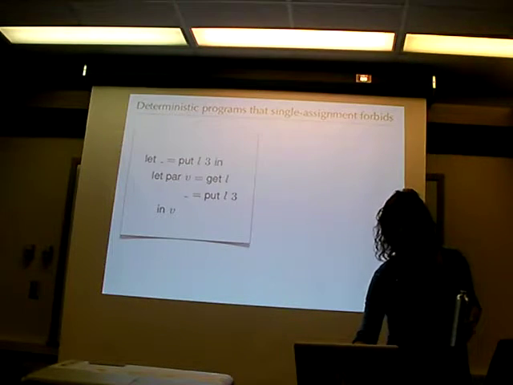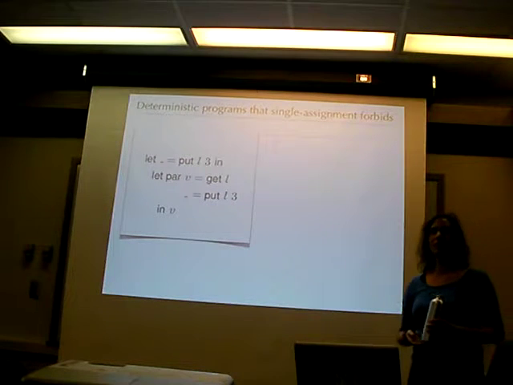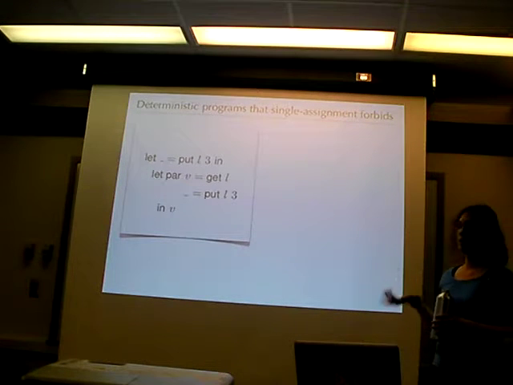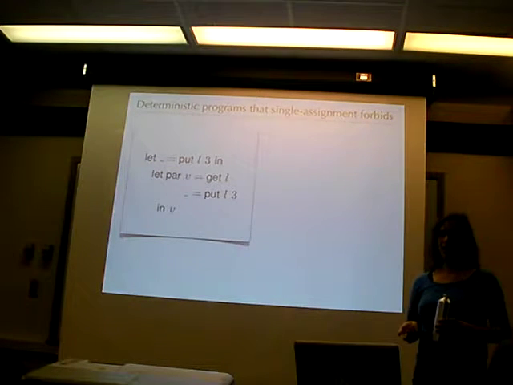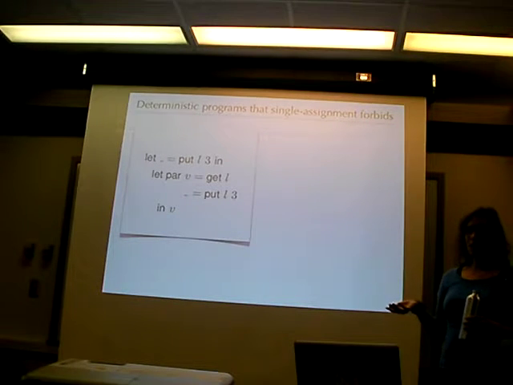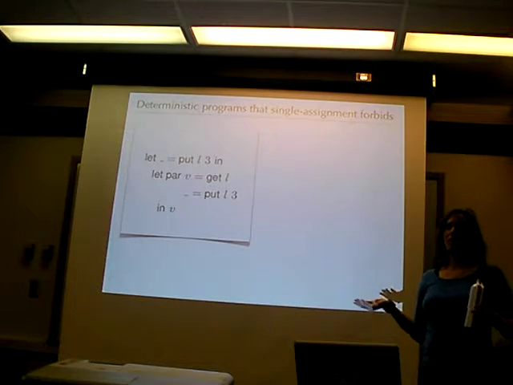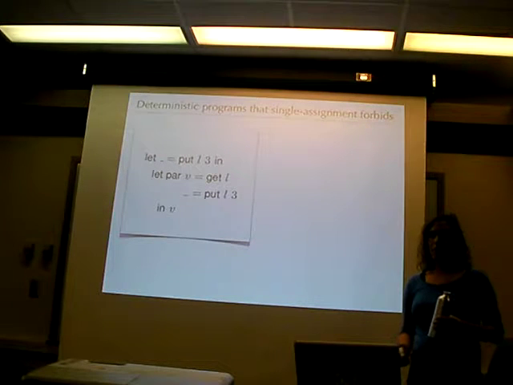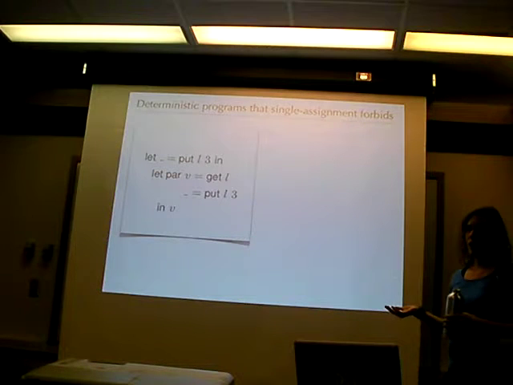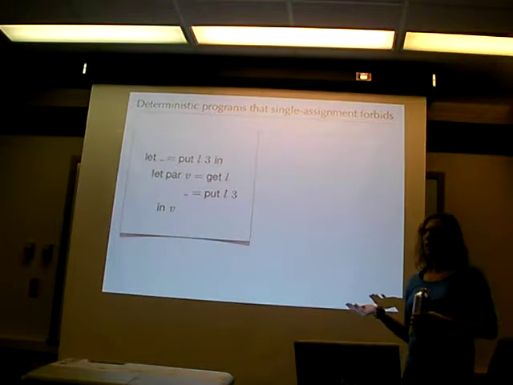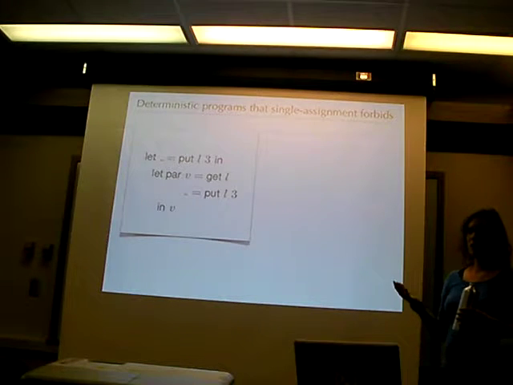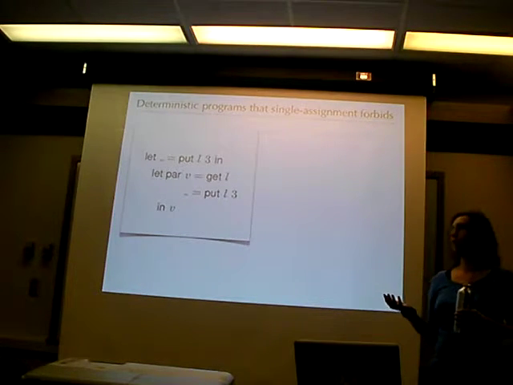Just as the most basic, simple example, here's a perfectly good deterministic program that single assignment forbids, and it's one where we're writing the same value twice to L. The value of V is always going to end up being 3, clearly, but this would be ruled out by the single assignment restriction. So at a bare minimum, it seems like it would be nice to allow at least this program and allow multiple writes of the same value. That doesn't seem like it should be too hard, and it seems like it should be within the spirit of the original single assignment restriction.